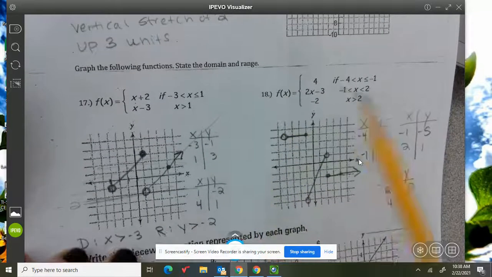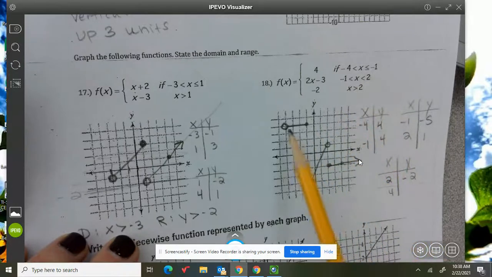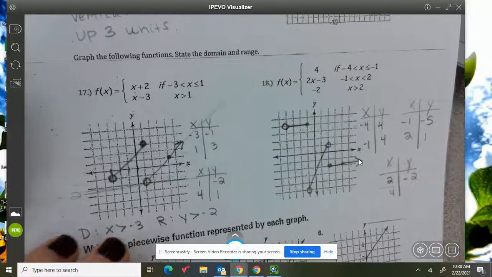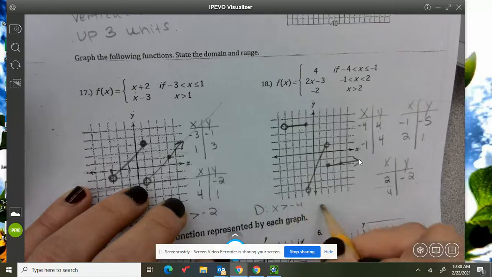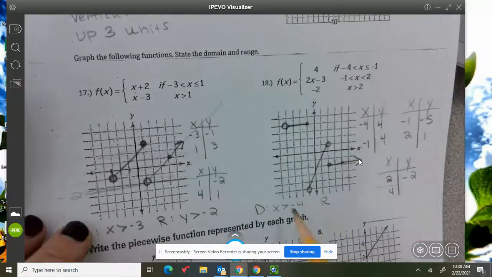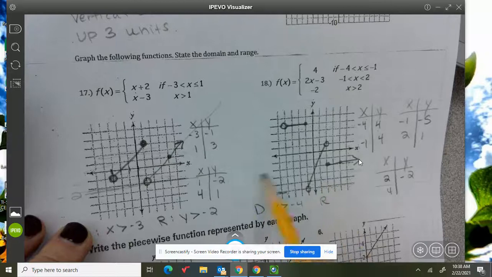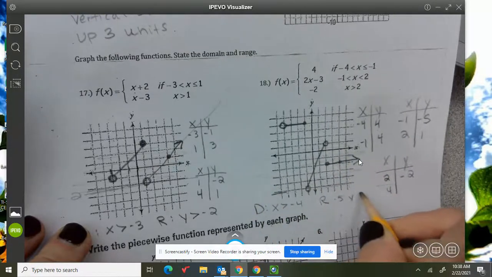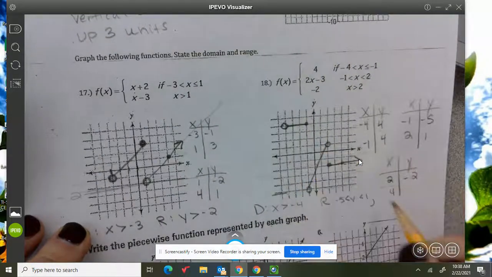It asks for the domain. Your domain is -4 to 1, -1, all the way to 2, and 2 and greater. So we start at -4, and we have something continuing. So our domain is x is greater than -4. Our range is 1, 2, 3, 4, 5, -5. So we start at -5, and we have something all the way to 1, comma, also 4.